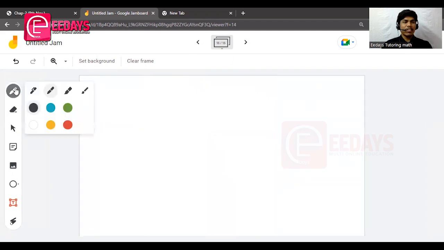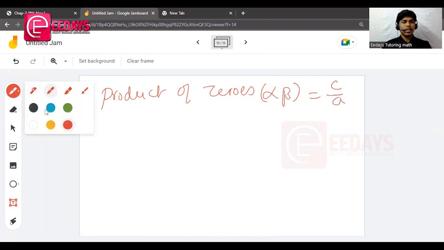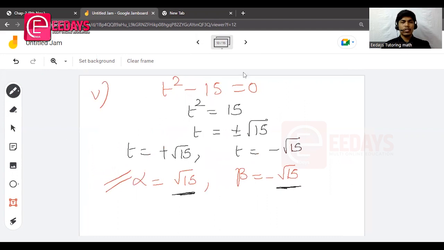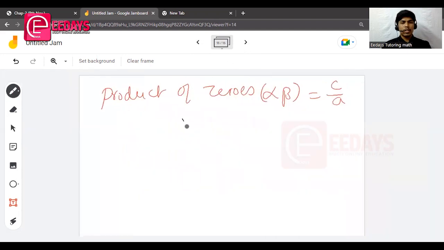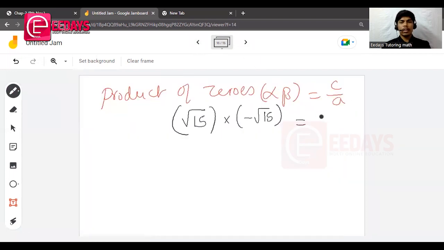Let's verify the product of zeros. That is alpha into beta is equal to c by a. Let's verify. What are the alpha and beta values we got? Root 15 into minus root 15. All right. C by a. C here is minus 15 and a here is 1. Minus 15 by 1.